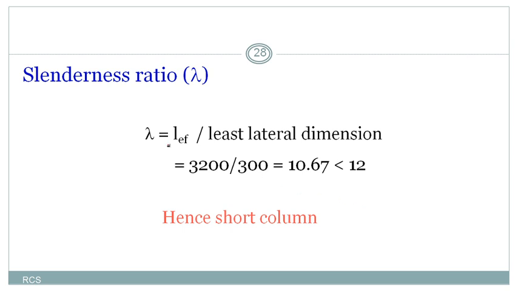Clear? So the slenderness ratio: we don't know what type of column it is, either short column or long column, that we can decide based on the slenderness ratio, that is effective length by the least lateral dimension. So L effective is 3200, the least lateral dimension is 300 mm. So this is 10.67, which is less than 12. So we can decide it is a short column, right?